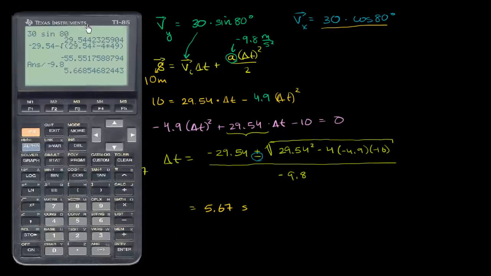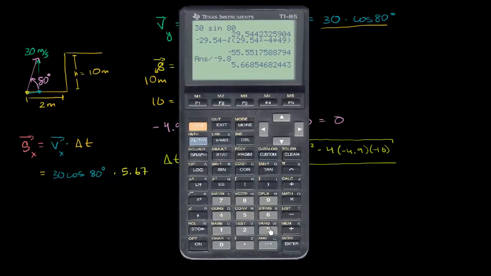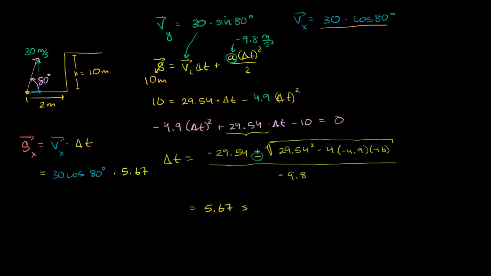So once again, this is our time. This is the 5.67 times 30 cosine of 80 degrees gives us 29.53 meters. So our total horizontal traveling displacement, I guess we could say, is 29.53 meters.